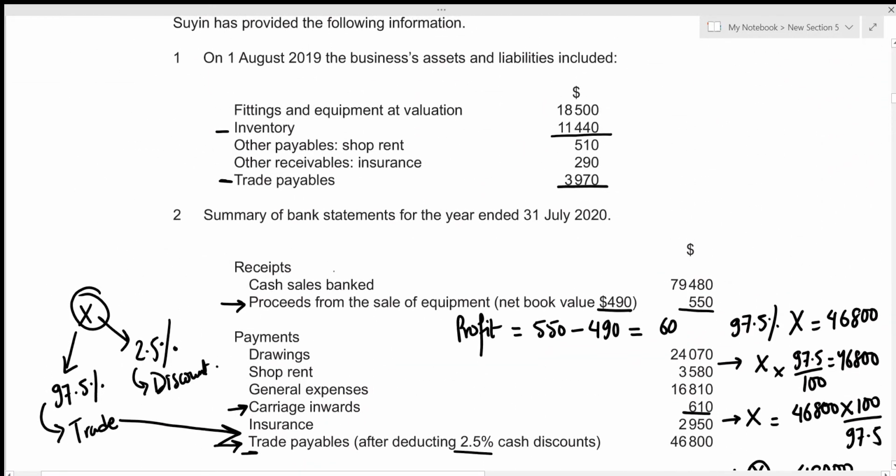So the first one is going to be shop rent. So that's 3,580. Let's look for things that we need to adjust. So that's going to be the opening dates or the closing dates information. For opening date, we have shop rent right here, which is payable. So that's going to be opening payable amount of 510. So we need to adjust this amount. Let's do that under the working section.